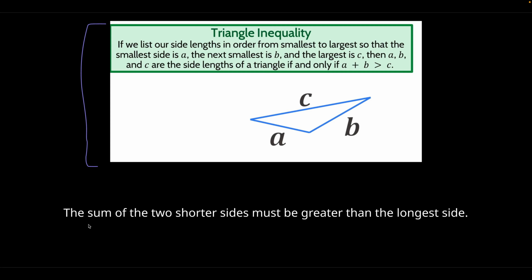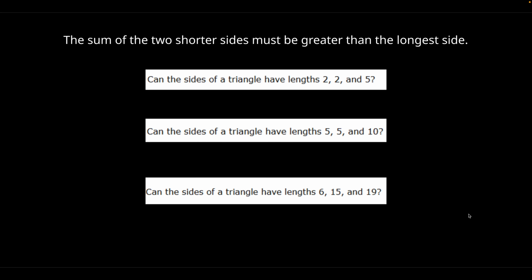It says the sum, so that means we're adding, of the two shorter sides. So you're going to add the two shorter sides. When you add the two short sides, it must be greater than the longest side. Now, I know that was a little mathy. Let's see how it works. So here's our phrase that I just said, and let's see how it works on these problems.